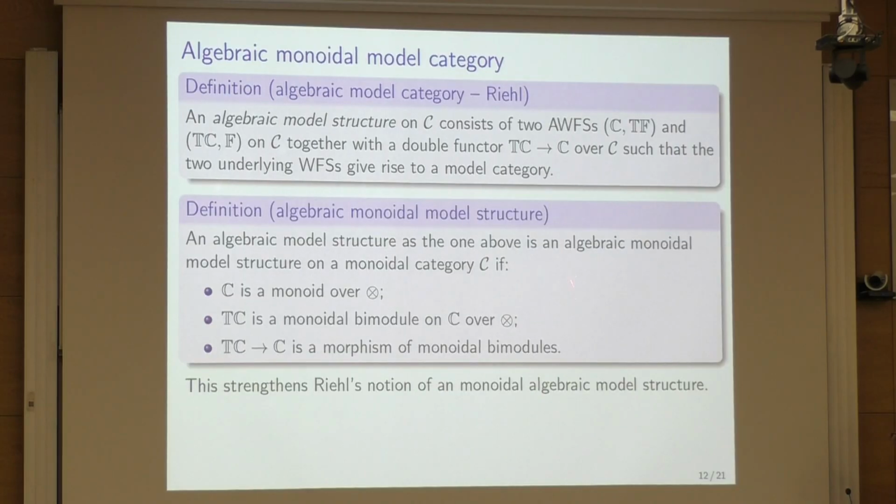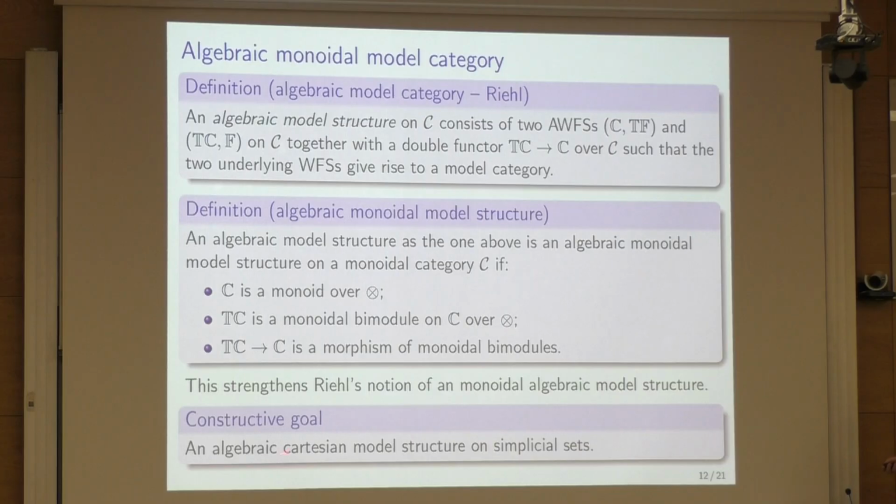And then if we want to say that it is an algebraic monoidal model structure over some monoidal category C, what we want to say is, first of all, this C should be a monoid over this tensor. This T of C should sometimes have an action from C, which also lives over this monoid. And then I want to have this map of double categories be a morphism which preserves this action. And that is Emily Riehl's definition of a monoidal algebraic model structure, plus lots of extra conditions.